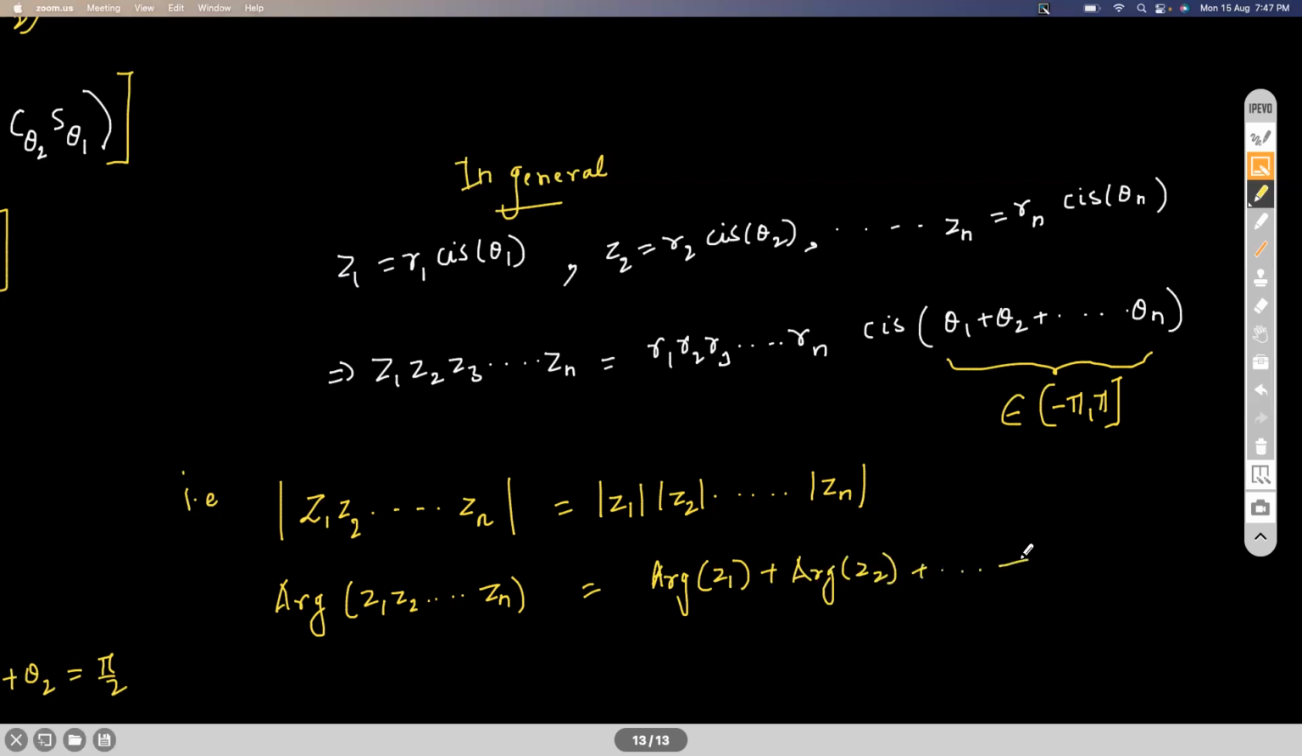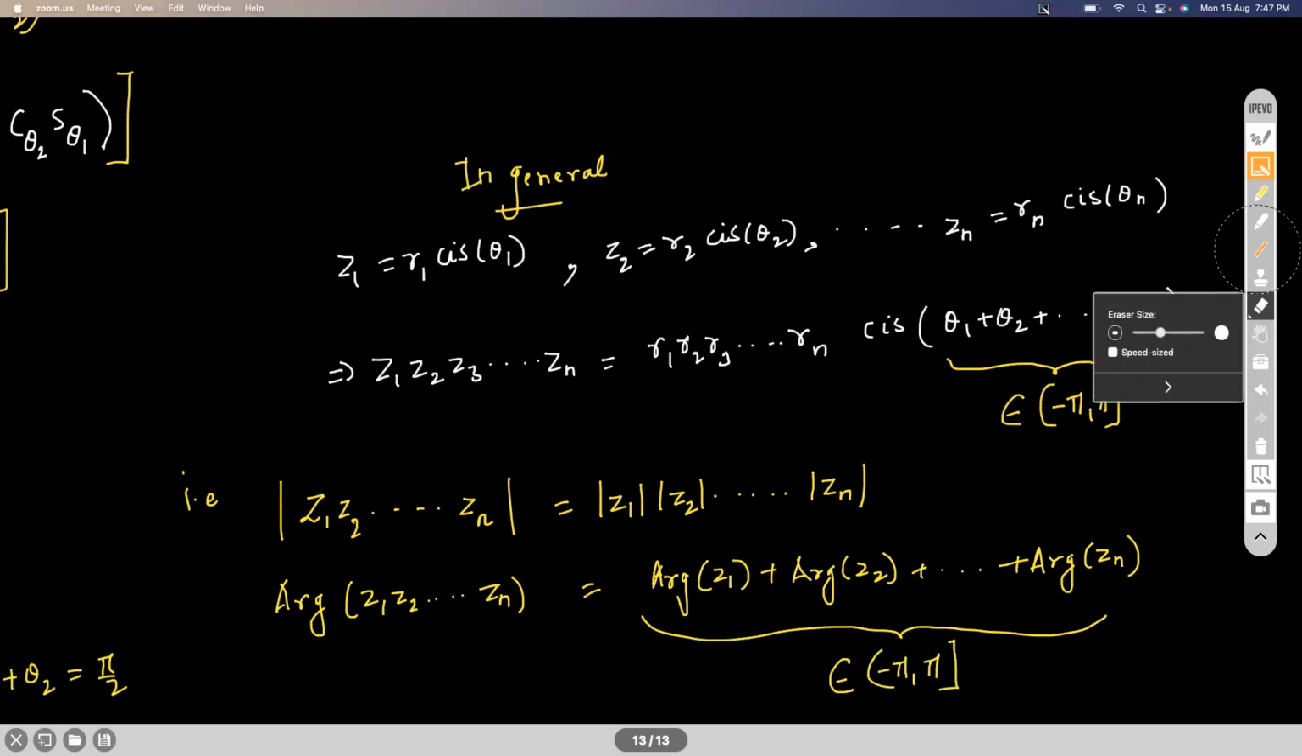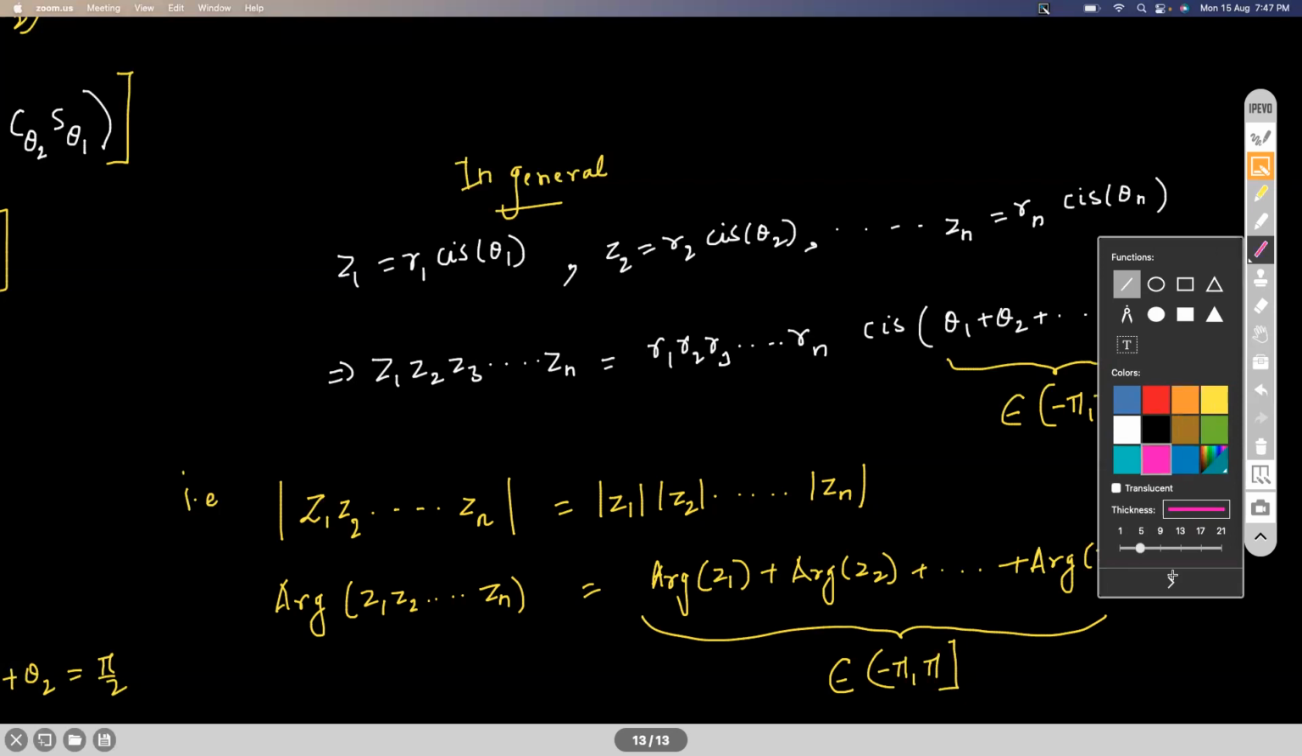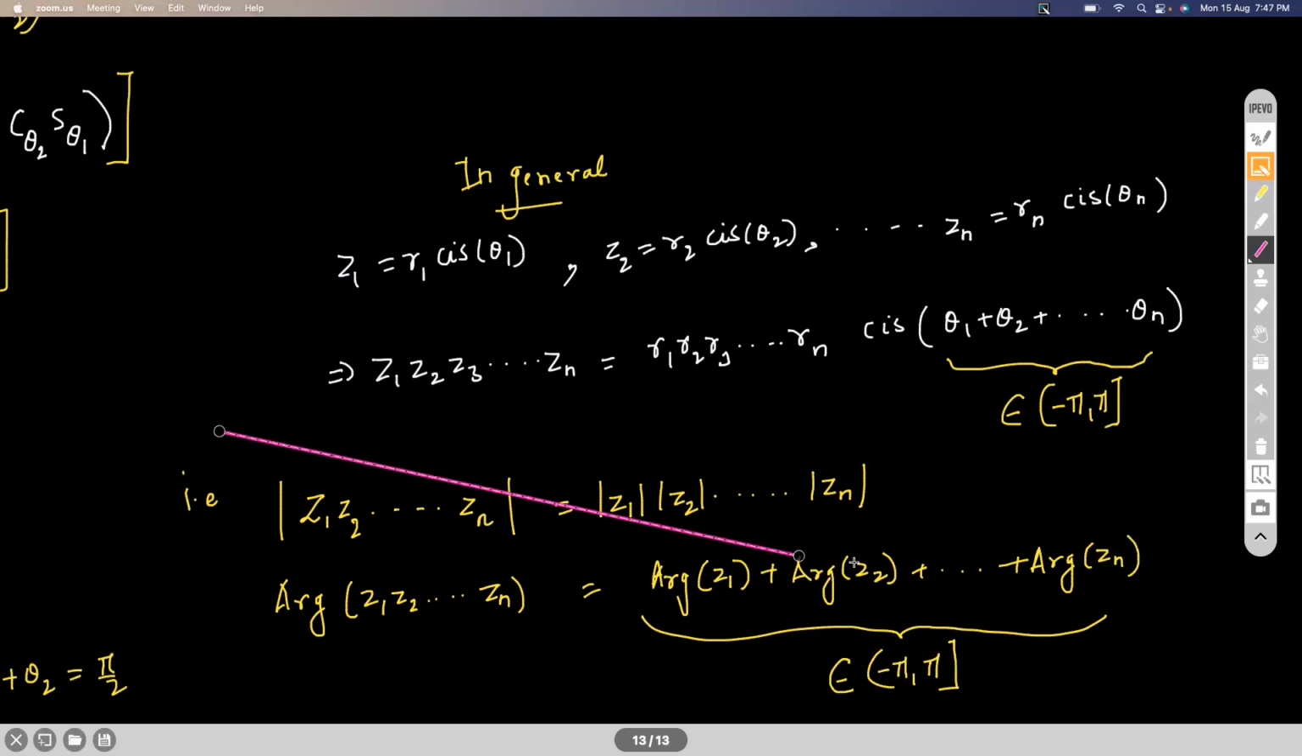Somewhat like the log property, isn't it? Somewhat like the log property. But remember, if you are claiming this to be the principal argument, you have to keep this between minus pi to pi. So this is very, very important. I would request you to again keep this in your notes.